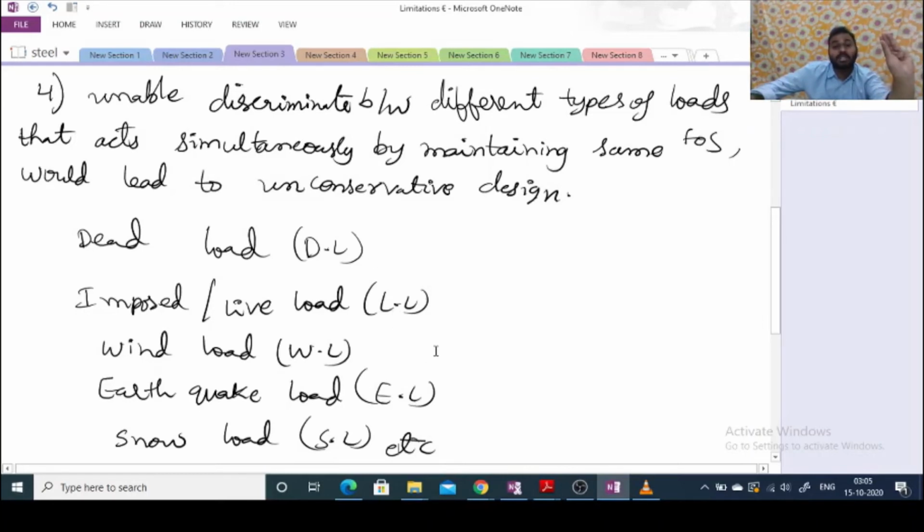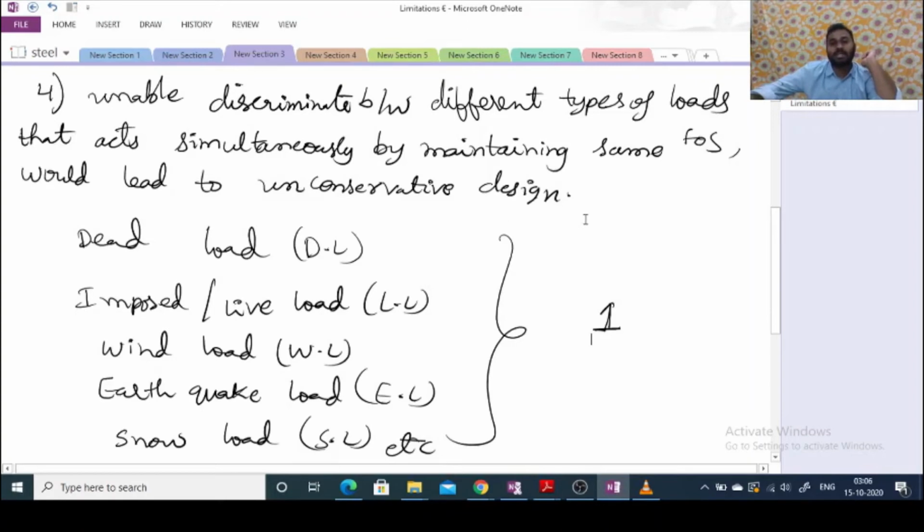Now, in this working stress method, all these loads are considered the same, and the factor of safety used here is 1. In this working stress method, the same factor of safety is used for all these loads, and all these loads are considered as the same, which results in unconservative design.